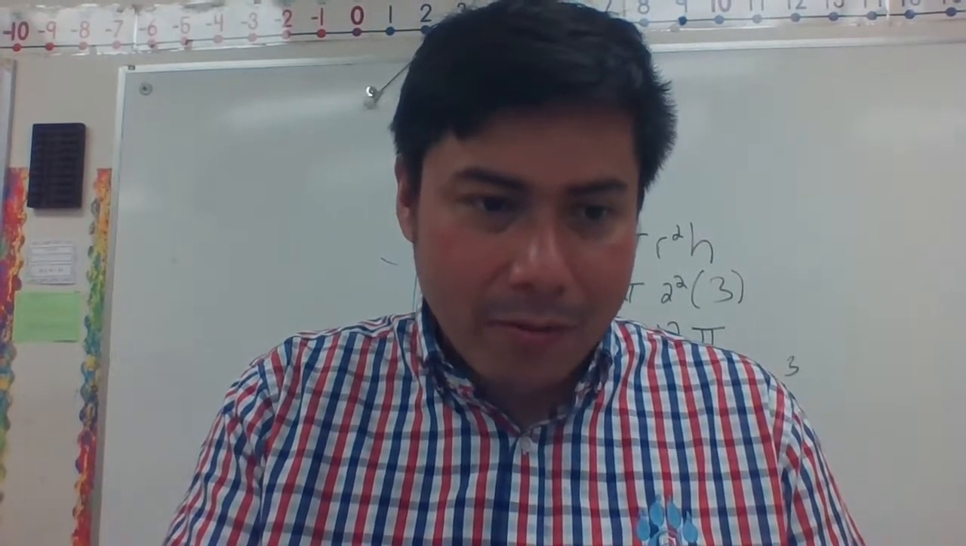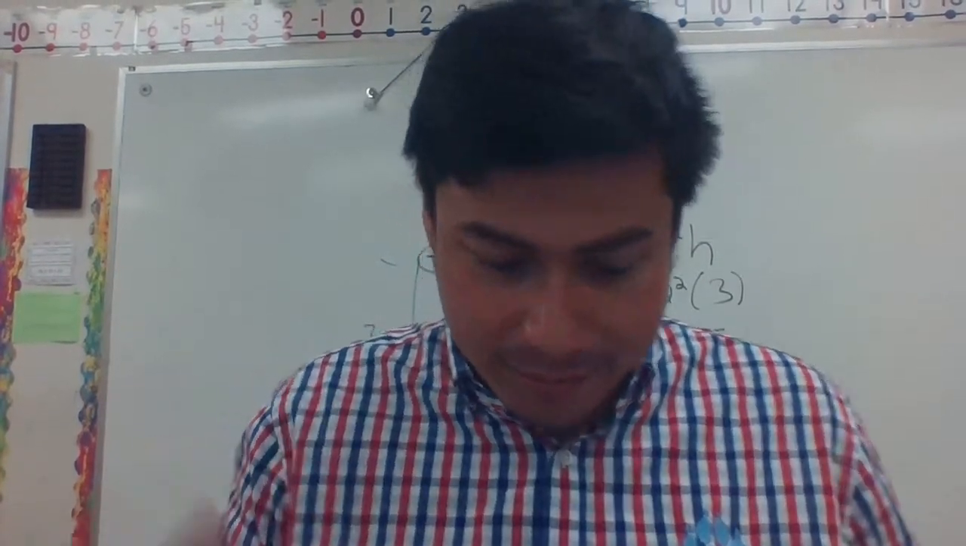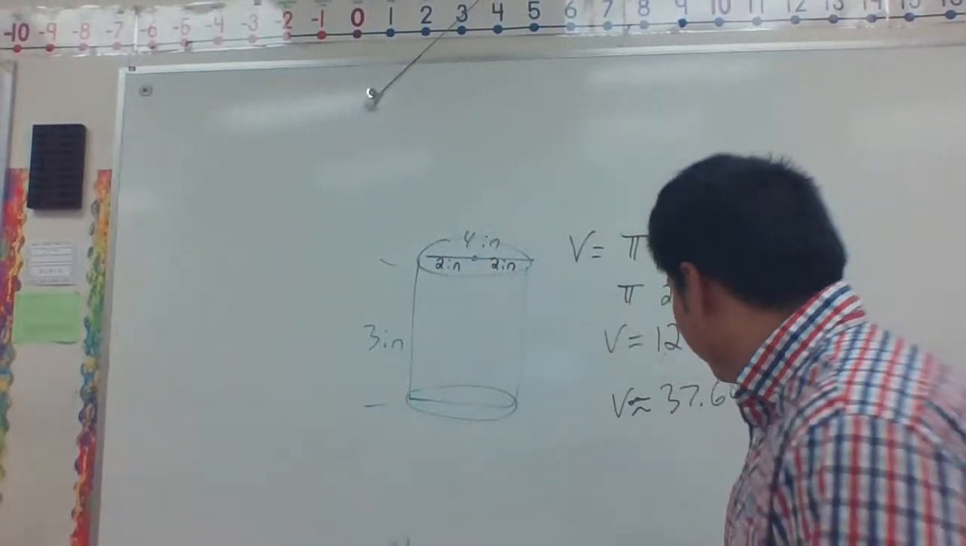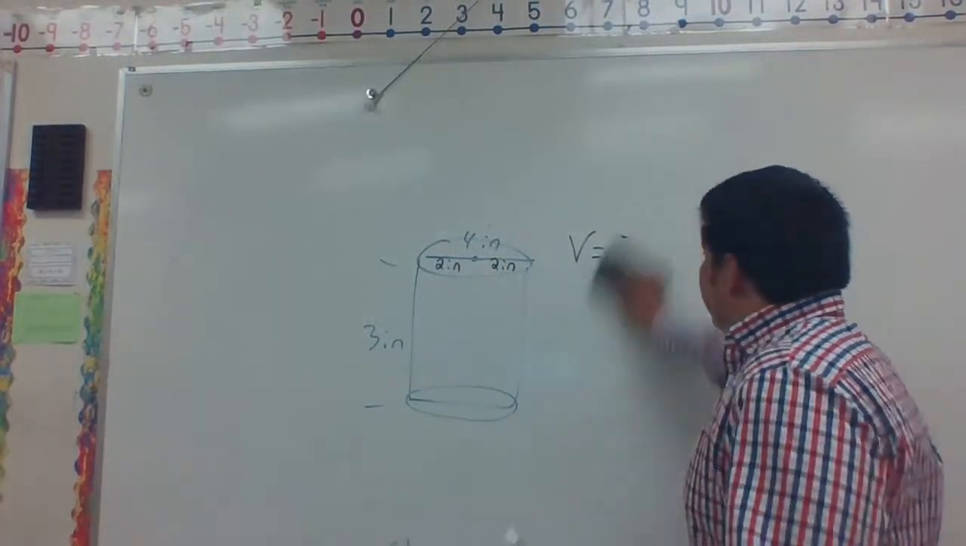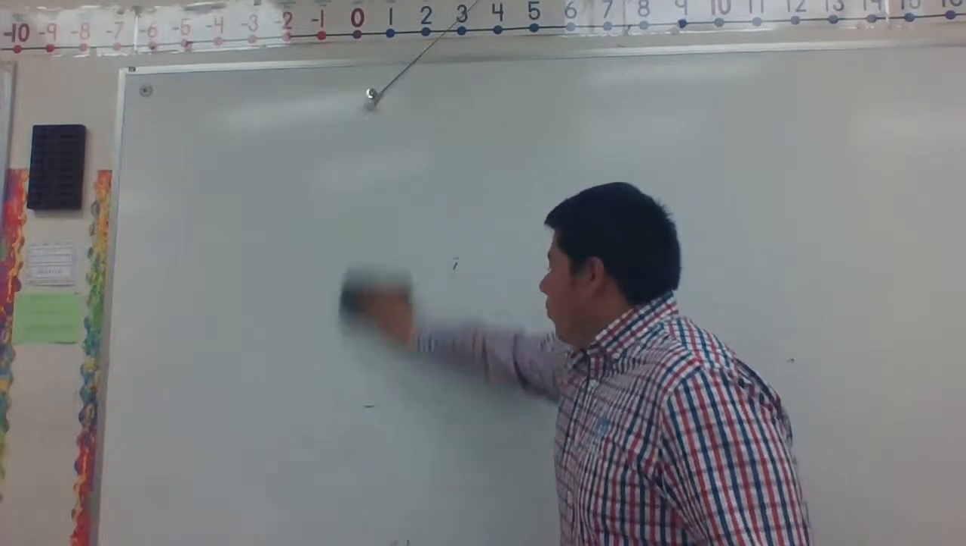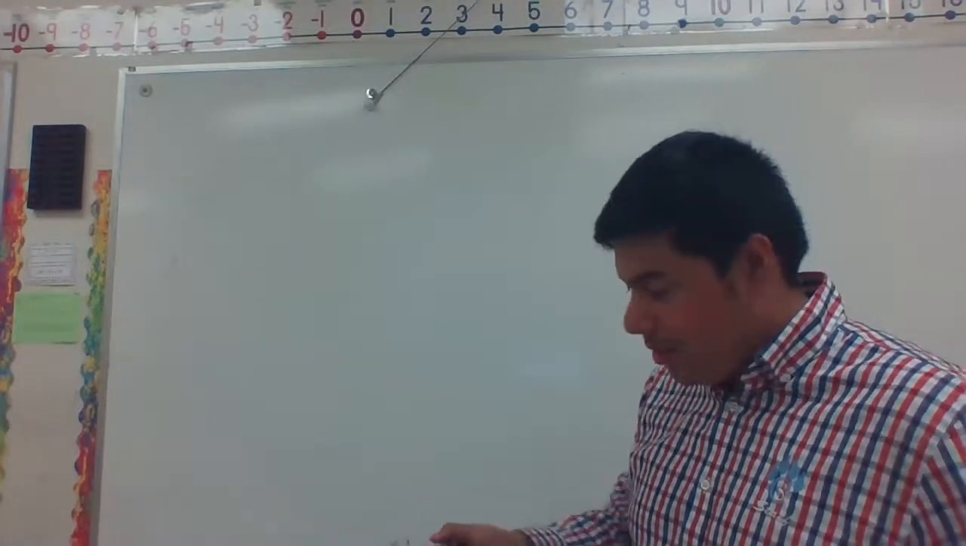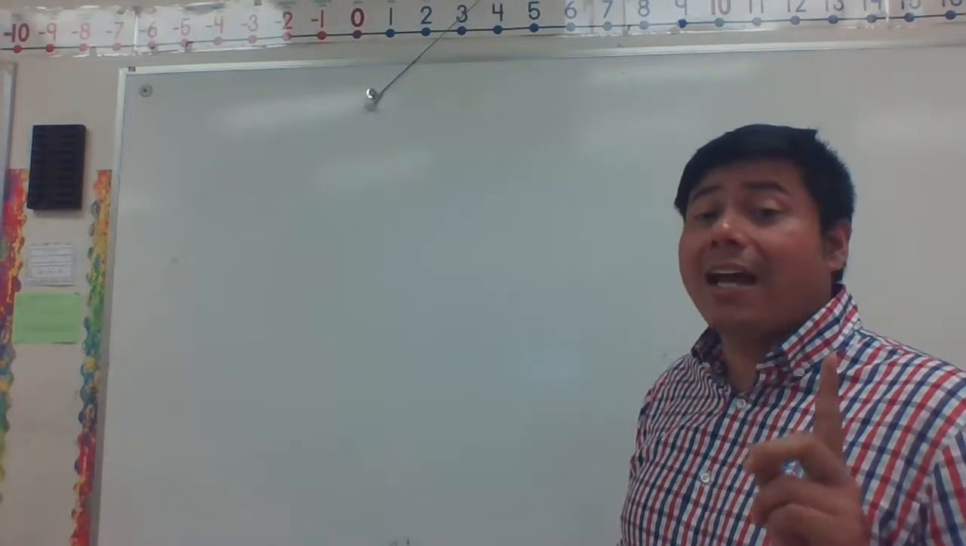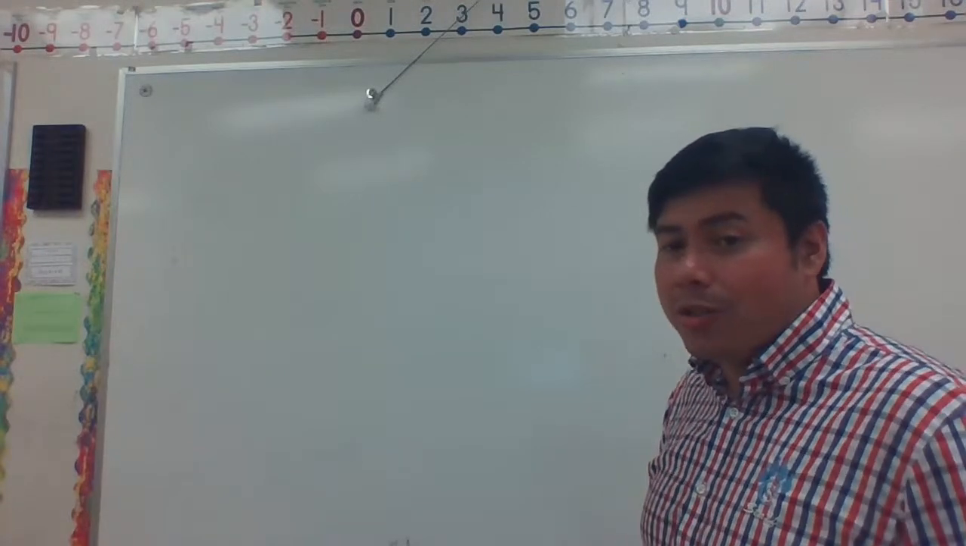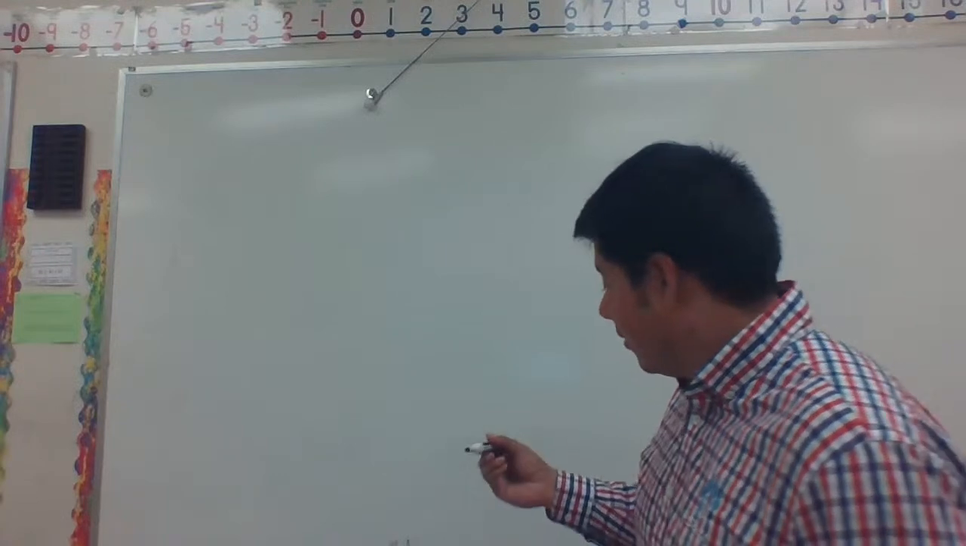Let's do another problem. I'm going to give you one to do yourself, but now I have to grab it and write it on the board because the projector is not working. So I'm going to erase this here. And I'm actually going to give you two problems, okay? One of them is going to be a cube, or not a cube, a rectangular prism. And the other one is going to be a cylinder, okay?